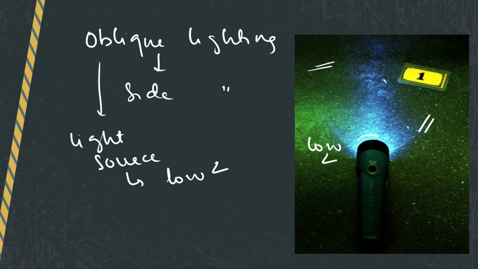Now this is especially useful for footprints, tool marks and impression evidence, because the shadows cast highlight texture and depth that would be completely invisible under direct overhead lighting. This technique has helped investigators reveal footprints and tire tracks that were practically invisible under normal conditions.